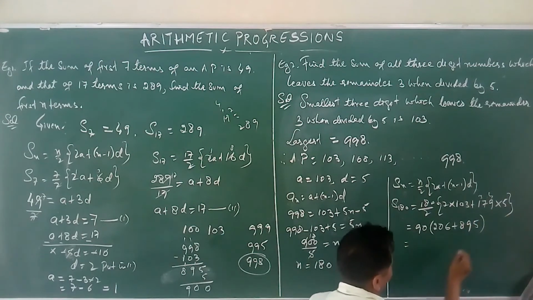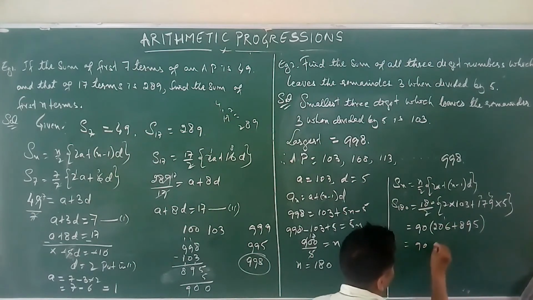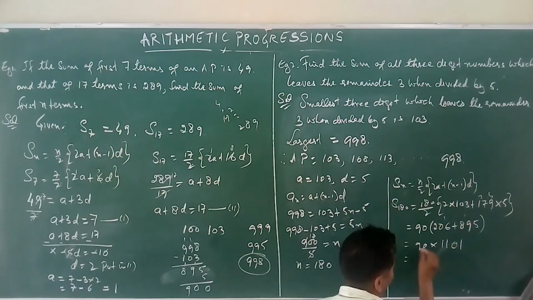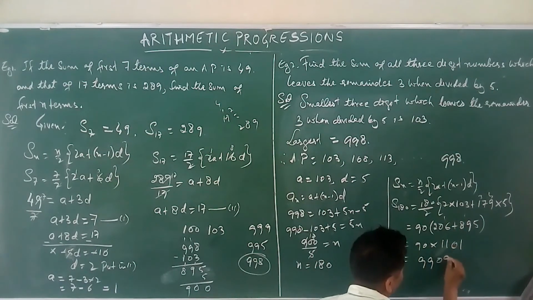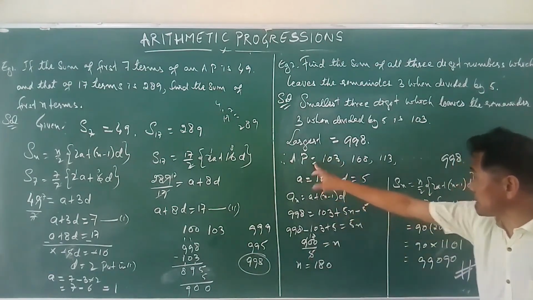Then add them up and multiply by 90. 9 ones are 9, 9 zeros are 0, and so on, and we get the sum. So this is how we find the sum of the 180 terms between the first and the last term.